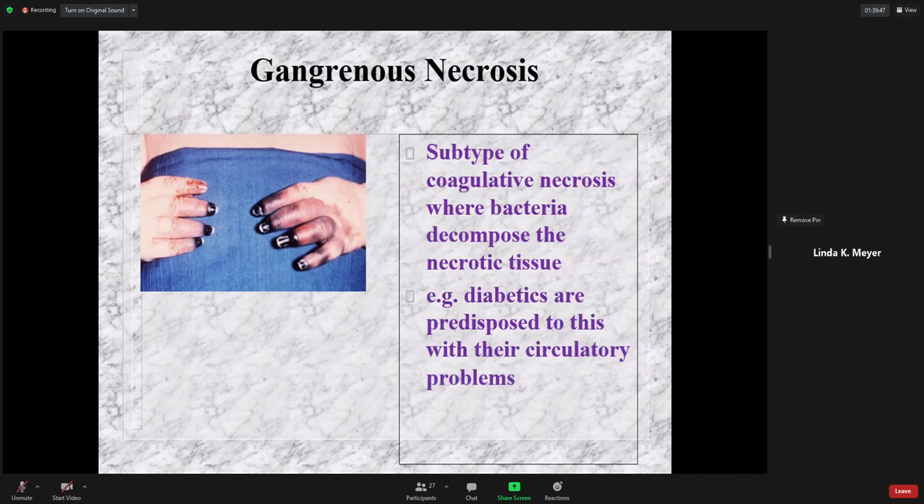This is what can happen. A person I've mentioned before with diabetes has circulatory problems. So different limbs may not be getting sufficient oxygen. And the coagulative necrosis occurs, and then the bacteria come in and they can develop gangrene. You may have heard of some individuals with uncontrolled diabetes who may have to have a foot or a leg amputated because of this gangrenous necrosis that has set in. So it's just coagulative, which is superimposed with bacteria.